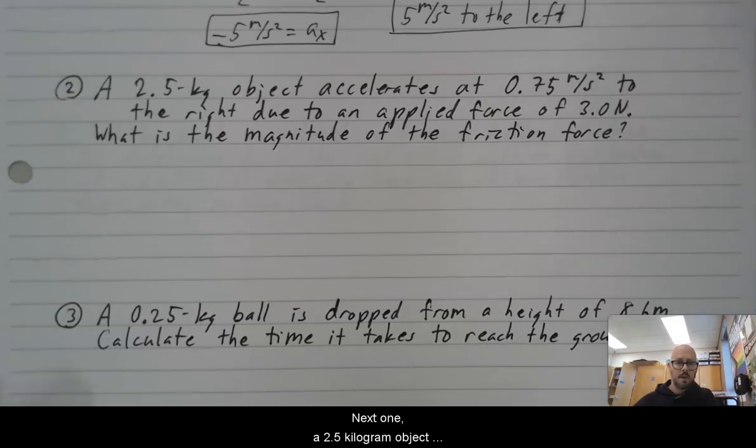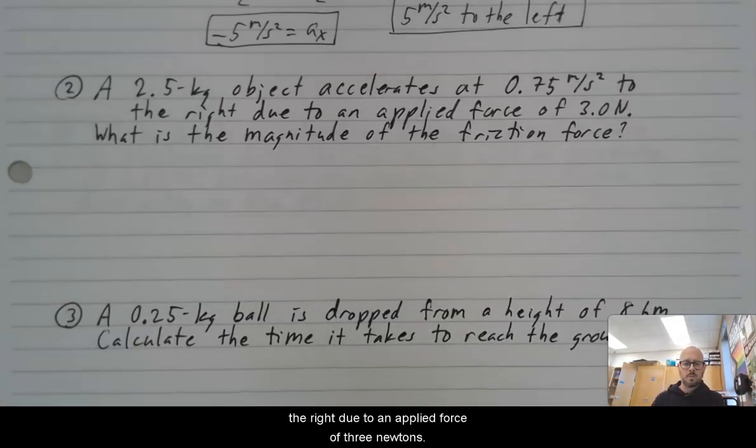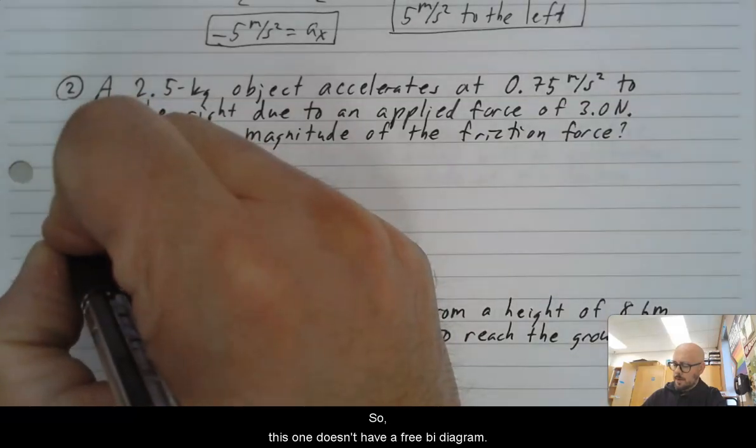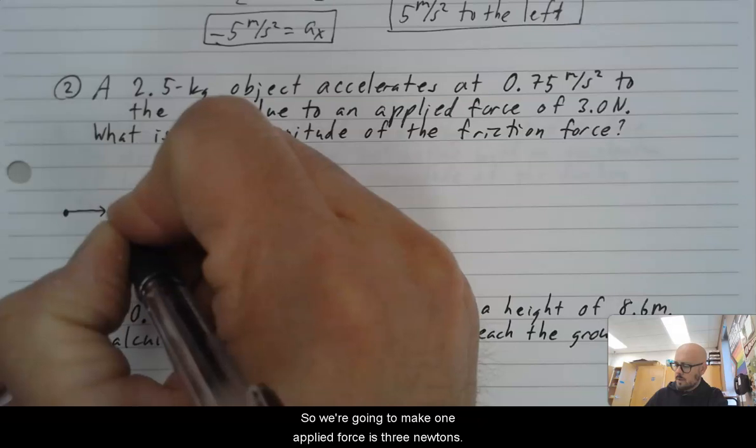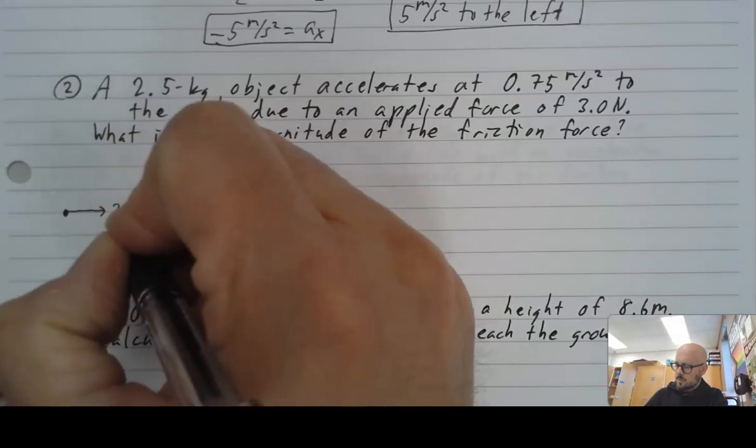A 2.5 kilogram object accelerates at 0.75 meters per second squared to the right due to an applied force of 3 newtons. What is the magnitude of the friction force? So this one doesn't have a free body diagram, so we're going to make one. Applied force is 3 newtons.